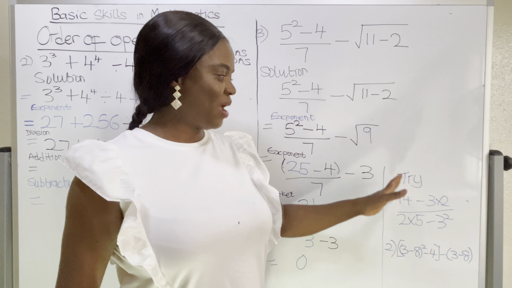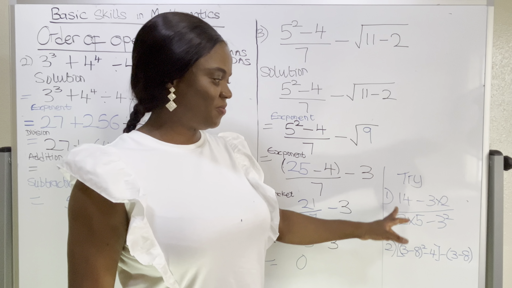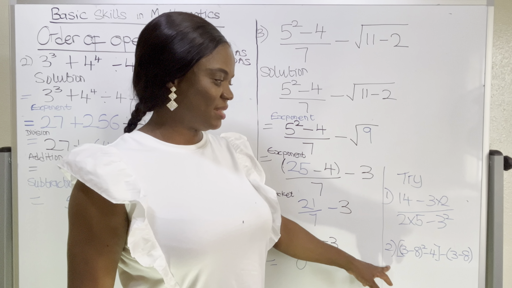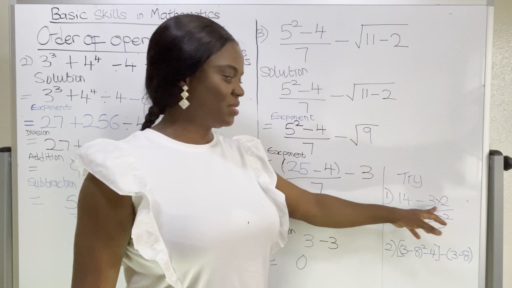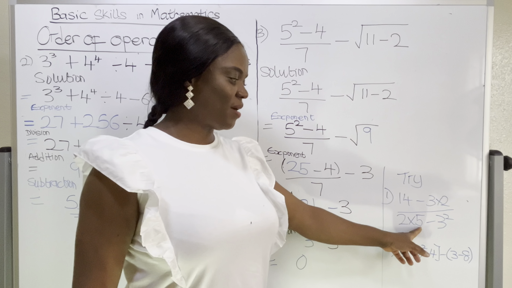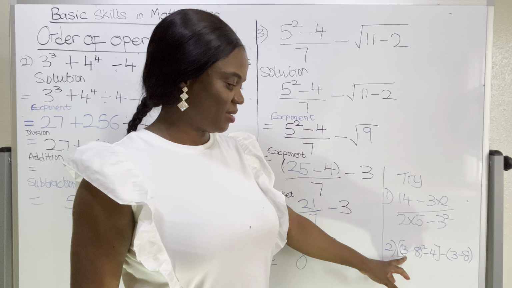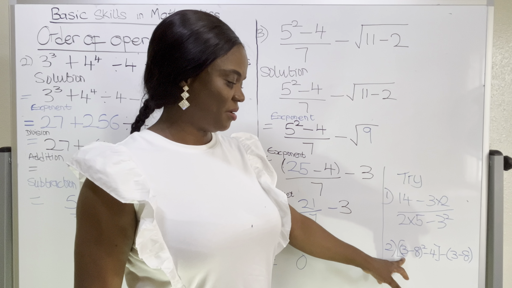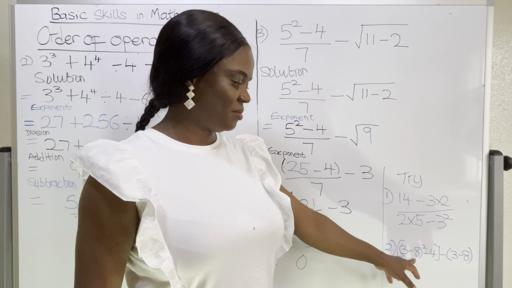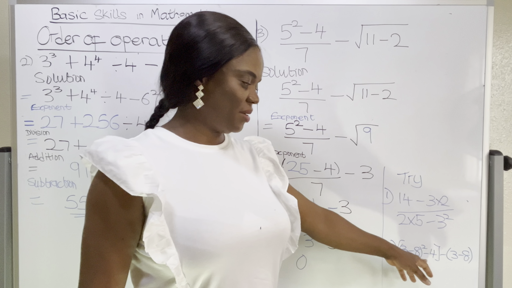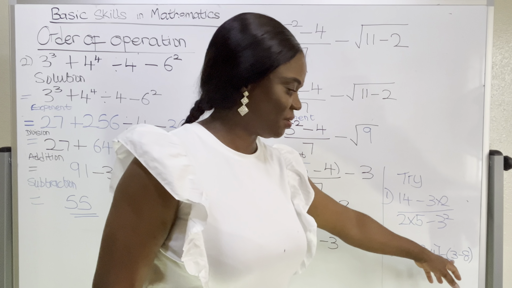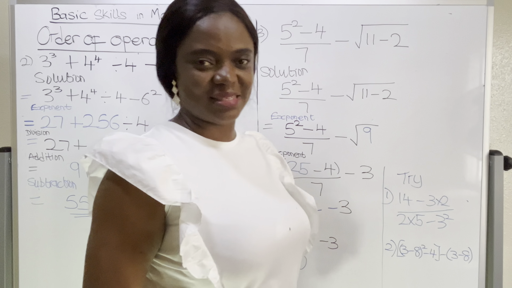Okay, I want us to try this question. The first one, this and this. 14 minus 3 times 2 over 2 times 5 minus 3 power 2. 3 minus 8 power 2 minus 4 minus 3 minus 8.